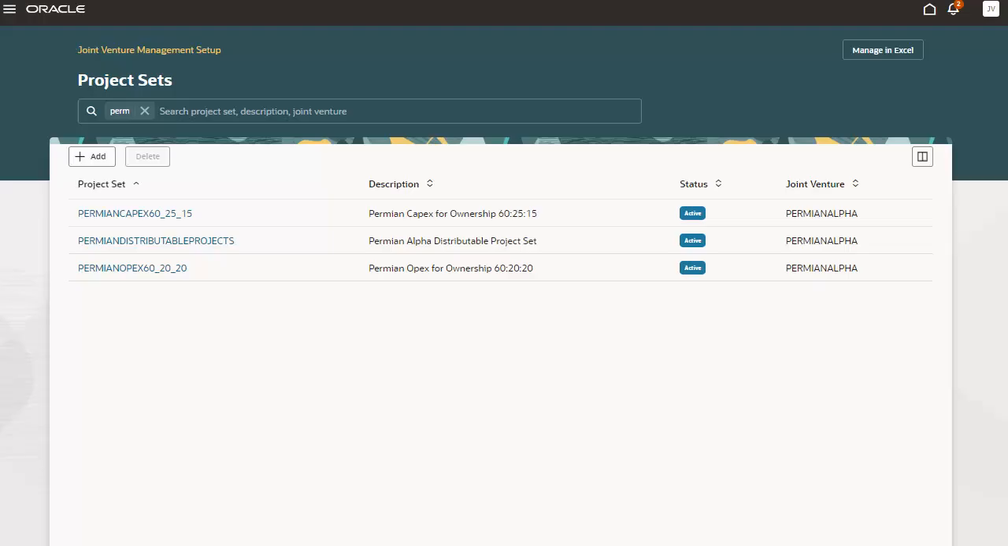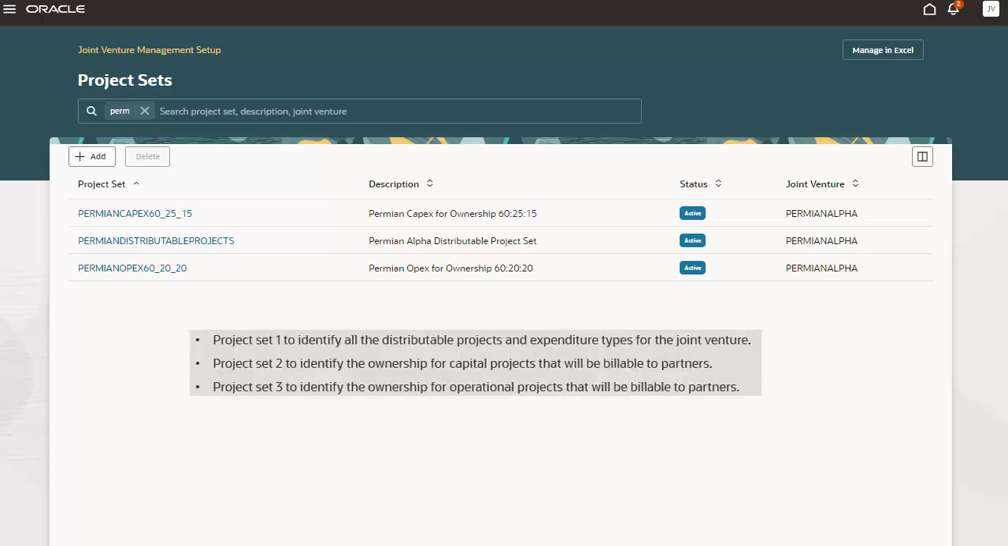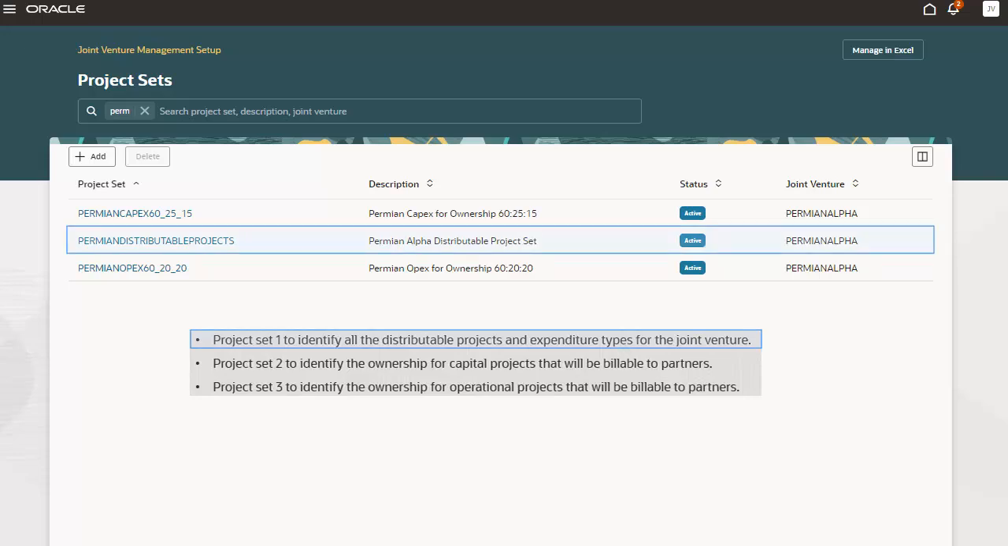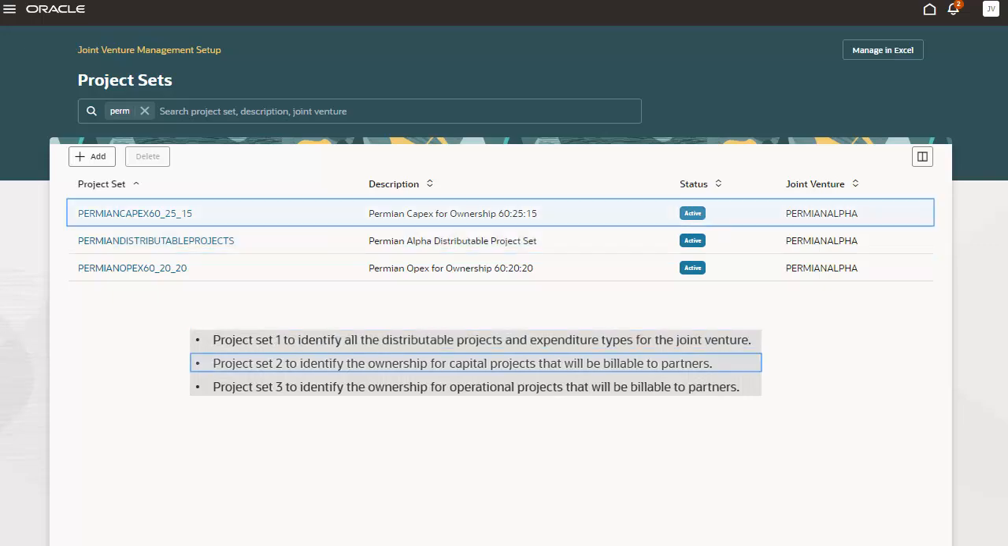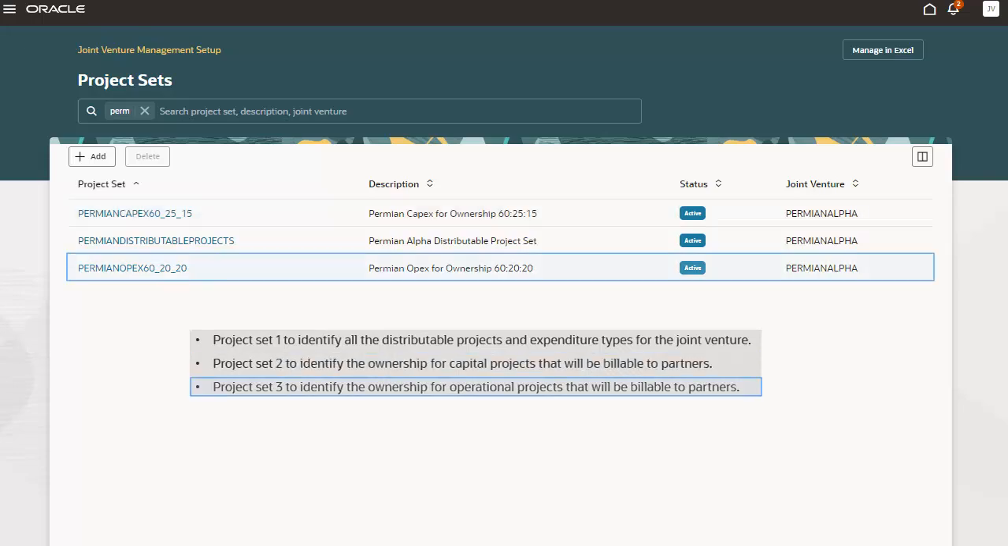The joint venture accountant for the joint venture Permian Alpha creates the following joint venture project sets to identify the project attributes. Project set Permian distributable projects to identify all the distributable projects and expenditure types for the joint venture. Project set Permian Capex 60-25-15 to identify the ownership for capital projects that will be billable to partners. Project set Permian OPEX 60-20-20 to identify the ownership for operational projects that will be billable to partners.